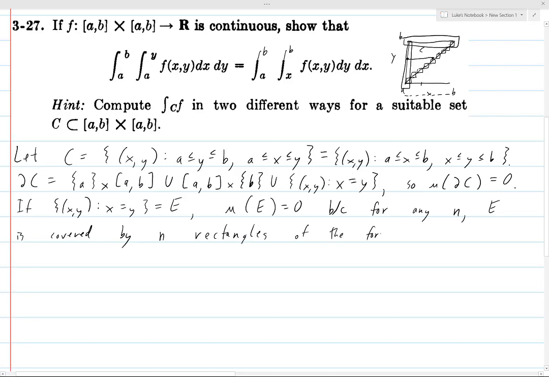of the form i over n, i plus 1 over n, cross i over n, i plus 1 over n. That's what these boxes I've drawn up here look like. So i would range from 0 all the way up to n minus 1. So that's n boxes, and you cover... Oh, wait, but you have to normalize this.